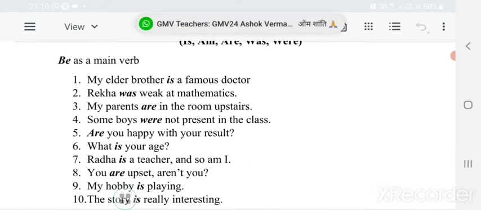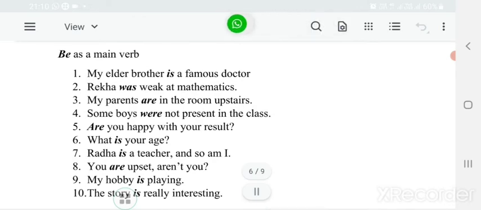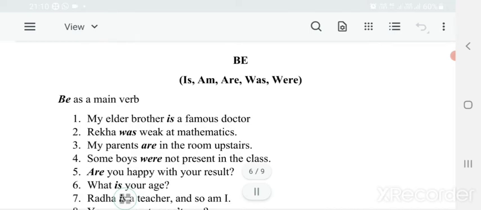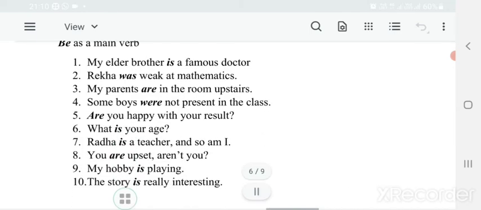For example, in this first sentence, my elder brother is a famous doctor. Is. In the second sentence, Rekha was weak at mathematics. Was. My parents are in the room upstairs. Are. So all these are the basic examples of this auxiliary verb be.